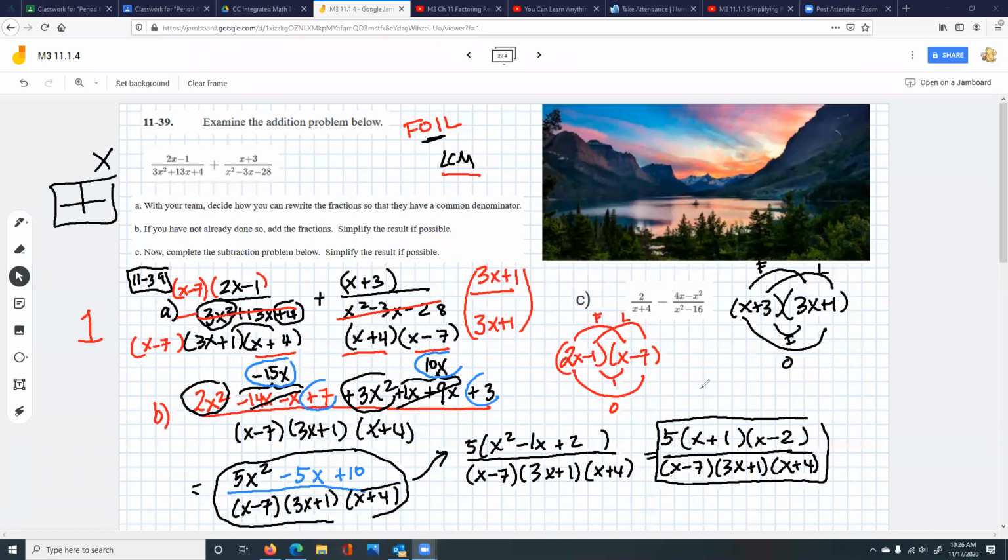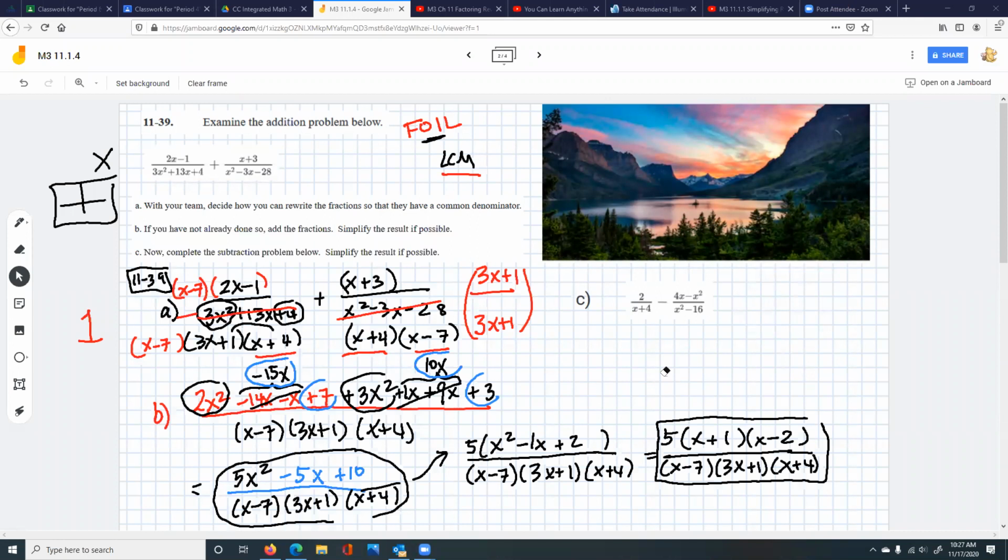Okay, I need to erase this half. So if you need to take a screenshot, do so. I can erase the FOIL part first while you're doing the answer part. Let me erase this.